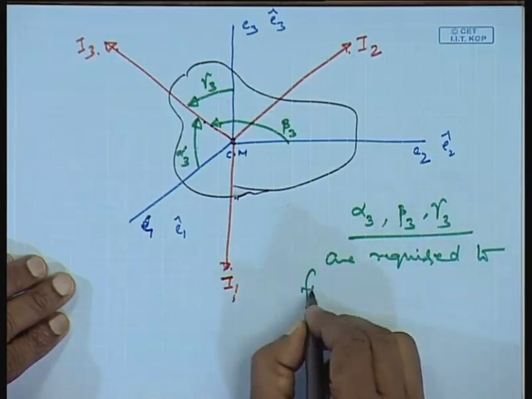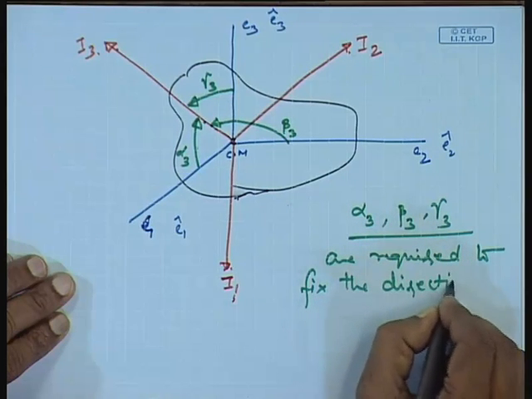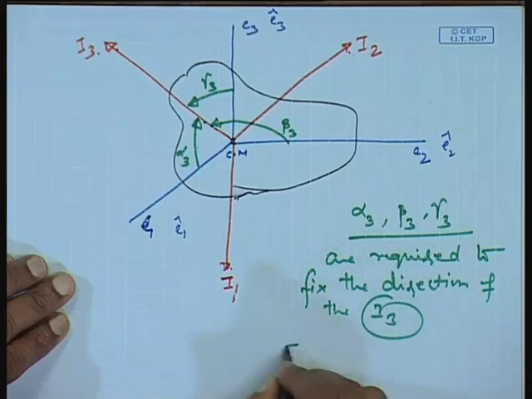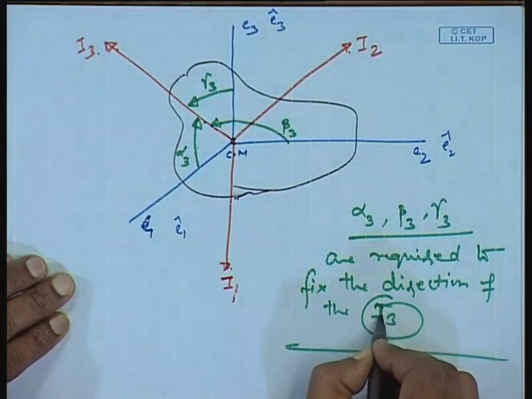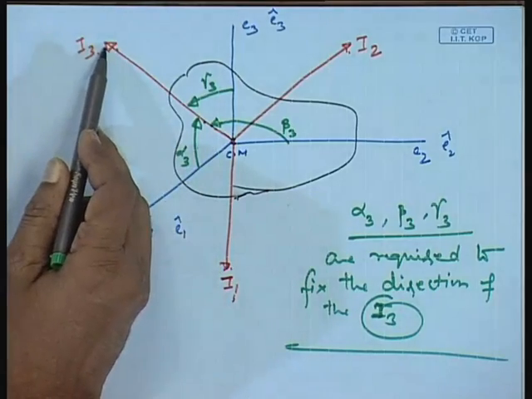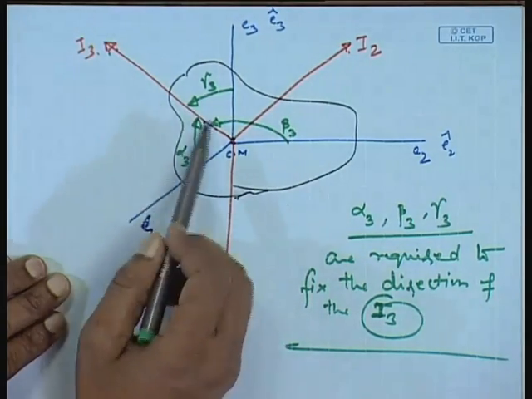So, angles alpha 3, beta 3 and gamma 3 are required to fix the direction of the I 3. So, I 3 is the moment of inertia and its direction is directed here, and you need at least 3 angles to fix this direction.